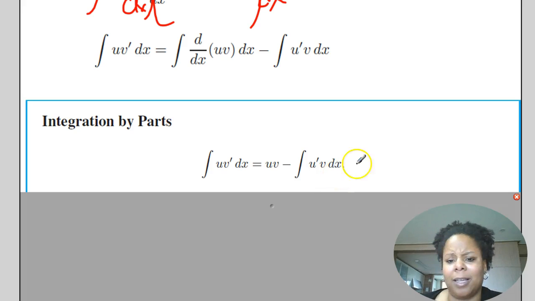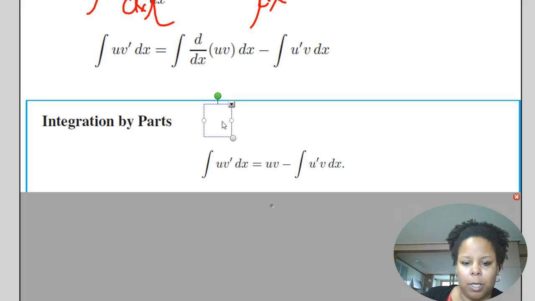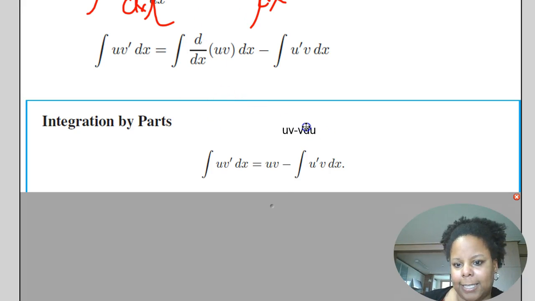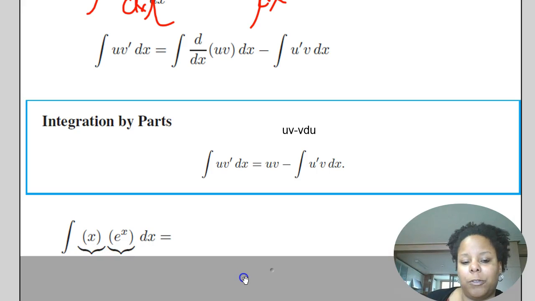And I know some of you are like, that doesn't look any simpler, but trust me, it is. And when I was growing up, my teacher taught me an easier way to say it: uv minus the integral of v du. And of course, we put an integral over here for this right hand side. Either way will work, because u prime is du divided by dx, and so when I multiply by this, anyway, you guys get the idea. But your book uses this format.